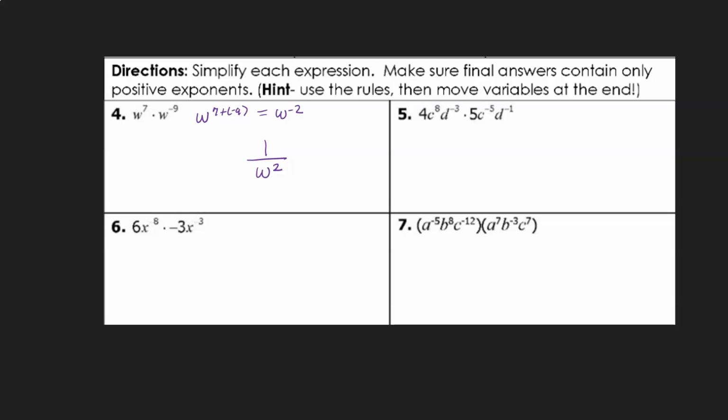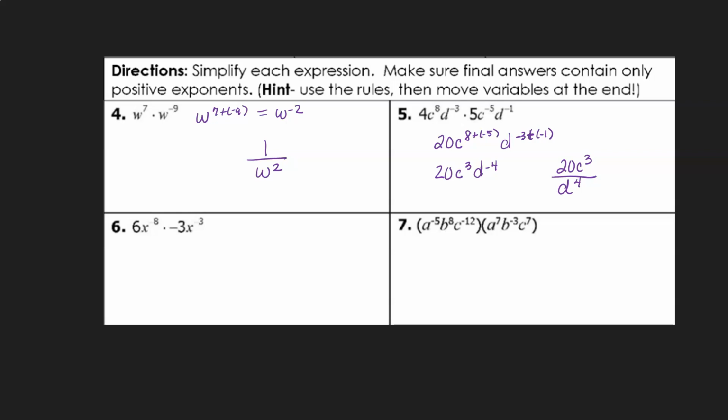Number 5. So let's multiply first. I have 4 times 5, which is 20. Multiply the coefficients. I have c to the 8 plus negative 5 power, d to the negative 3 plus negative 1 power, which gives me 20 c cubed, and then d to the negative fourth. So now the only thing that goes to the denominator is the variable with the negative exponent, and then you make it positive.